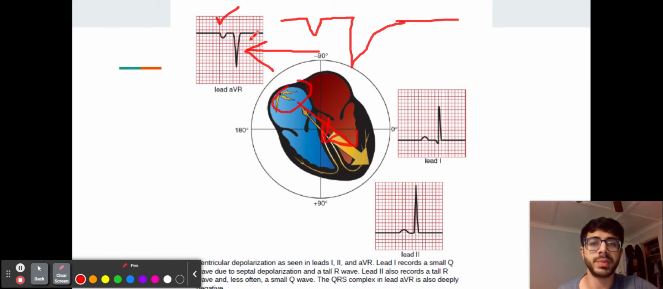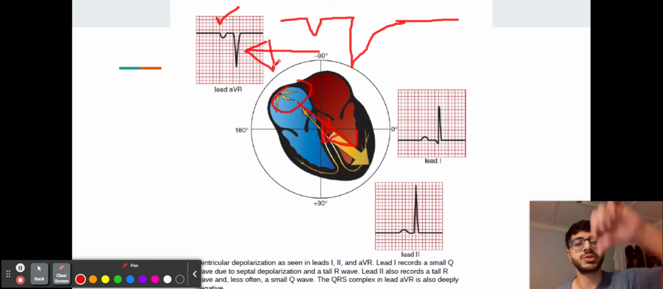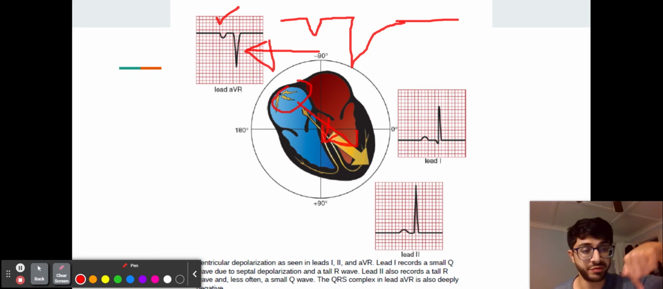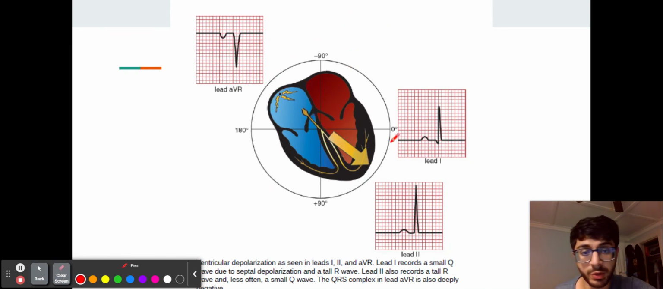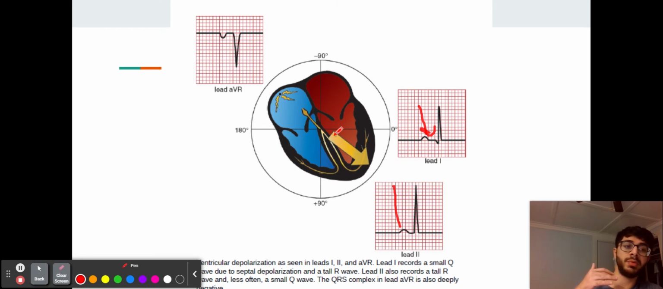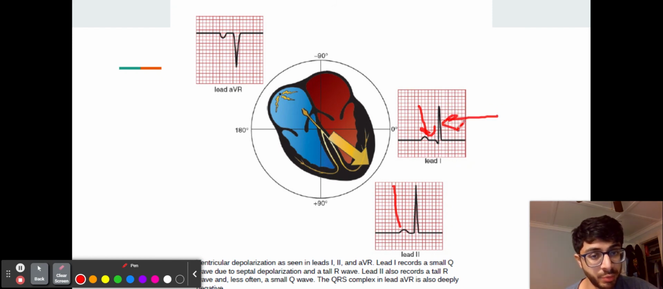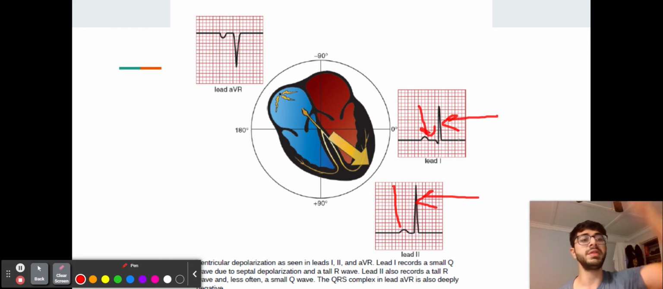So generally, the AVR lead is saying, hey, a lot of electricity is just going away from me. That's normal. That's what we expect. Similarly, if we look at lead 1, we know that the P wave should be upright in lead V1. It should be upright in lead 2 because the electricity is coming towards it. And then we know that the QRS should also be more upright in these leads. So we should have a positive deflection, like the ventricle should show a really big QRS.